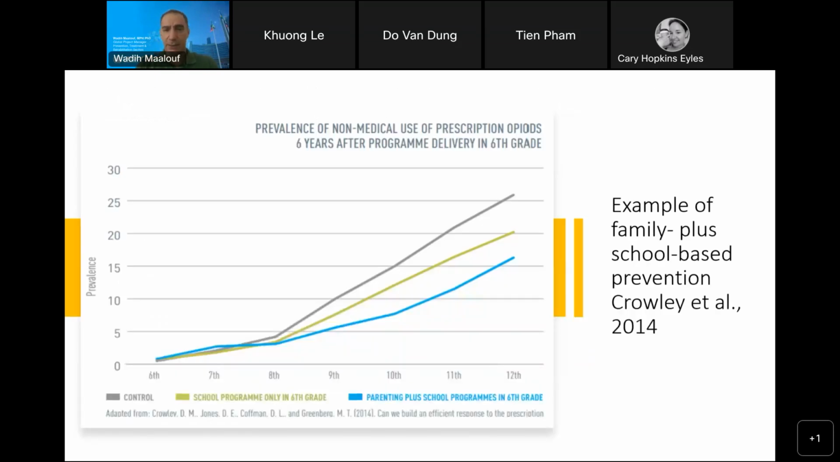The same thing has been seen in another study on non-medical use of prescription opioids, where kids were monitored from the 6th grade to 12th grade. You see in gray the kids in the control group, versus the green line of kids that took only life skills education, compared to the group that took parenting plus life skills education in blue. You see how much the prevalence has been reduced by adding another component. So the components of evidence-based prevention in a system of prevention are not additive, but multiplicative in terms of effect.